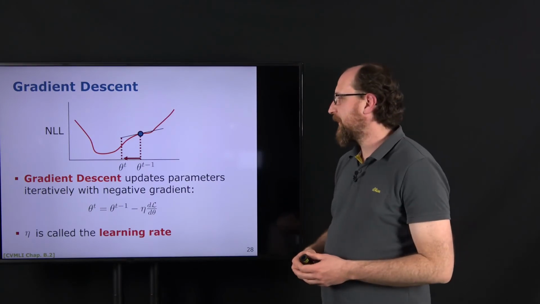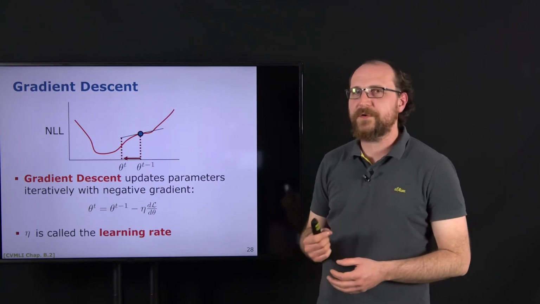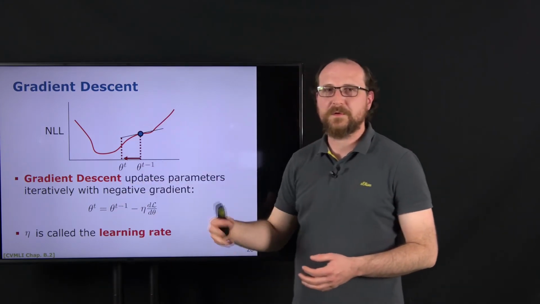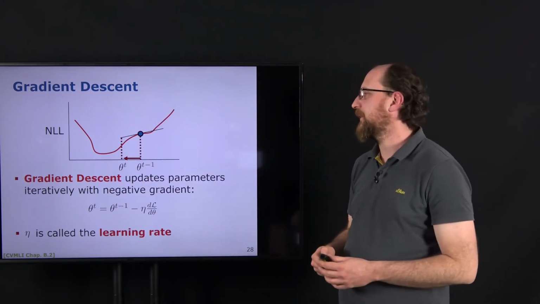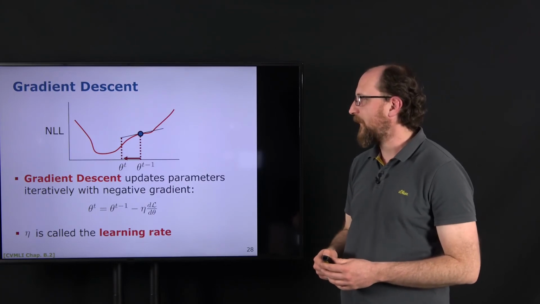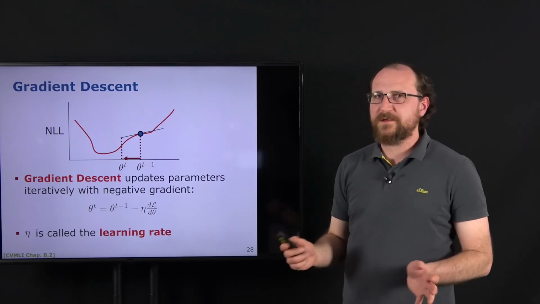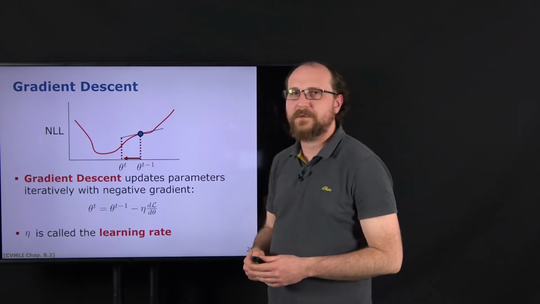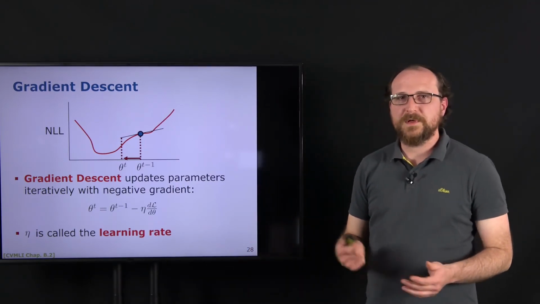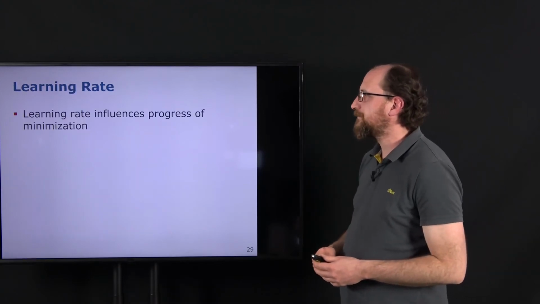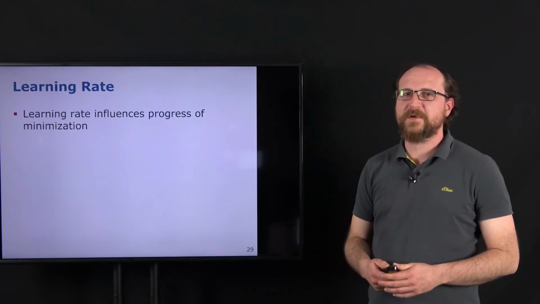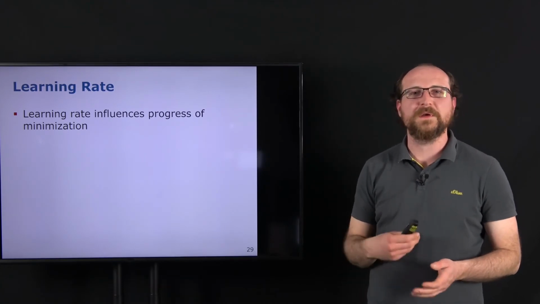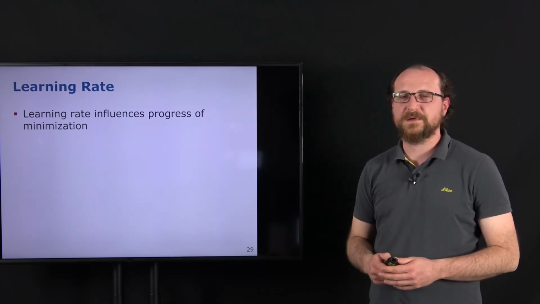And we want to choose the learning rate such that it's not overstepping or going in the wrong direction. But I think this gradient descent idea should already be known from the other courses. The thing now with the learning rate is that it, of course, influences how quickly we approach the minimum in the end.